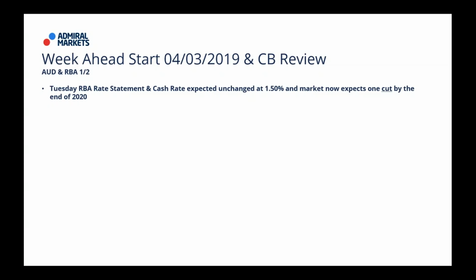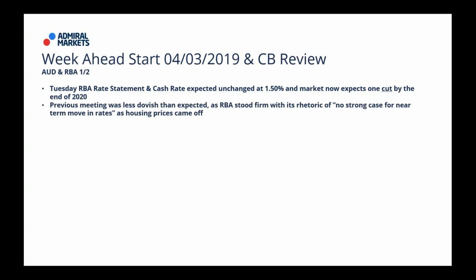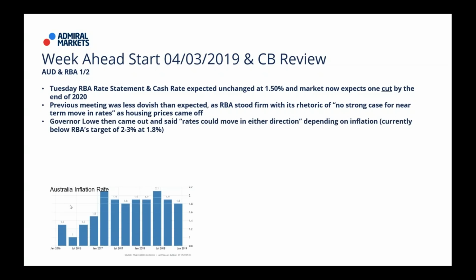Let's stay focused. Tuesday, we have RBA rate statement and the cash rate. It's expected to come in at unchanged 1.5. And the market now expects, attention, 1 rate cut by the end of 2020. Previous meeting was less dovish than expected, as the RBA stood firm with its rhetoric of no strong case for near-term move in rates as housing prices came off. So obviously we need to keep housing prices in Canada on our radars.